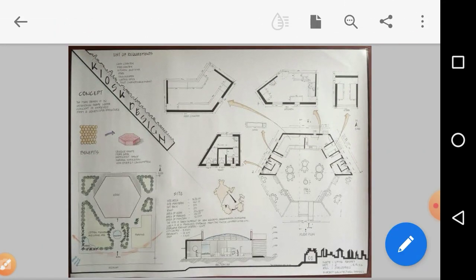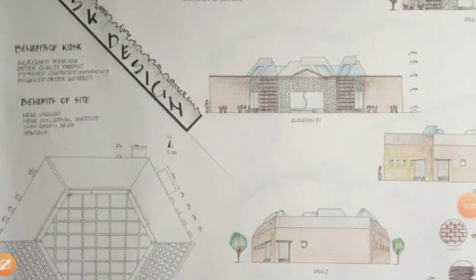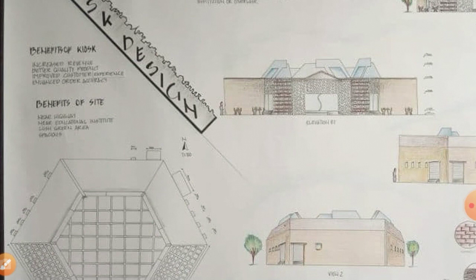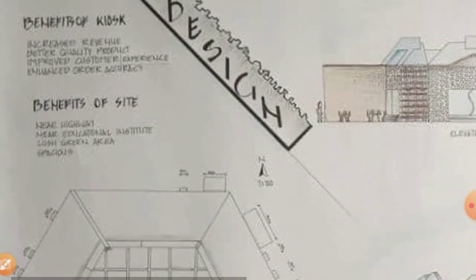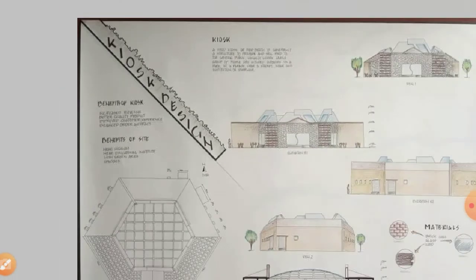Now coming to the second sheet. This sheet explains the benefits: increased revenue, better quality product, improved customer experience and order accuracy. The benefits of the site are that it is near the highway and near an educational institute. It is a lush green and spacious area.